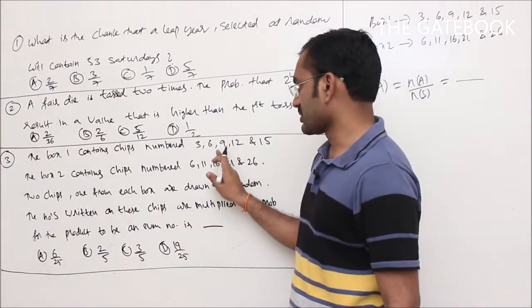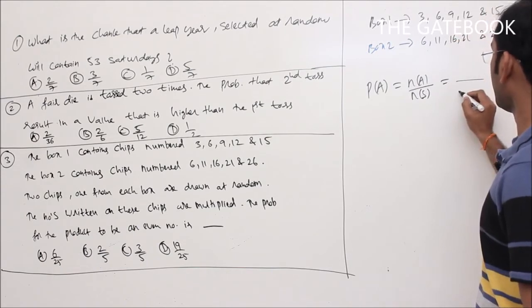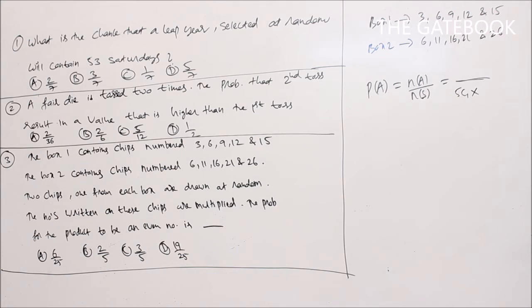Taking one chip from box 1. Here, how many chips are there? Here are 1, 2, 3, 4, 5. So 1 from box 1 means 5C1, into 1 from box 2. Box 2 also has 5 chips, 5C1. Selecting 1 from box 1 can be done in 5C1 ways, into selecting 1 from box 2 out of 5, that can be done in 5C1. So 5C1 into 5C1.